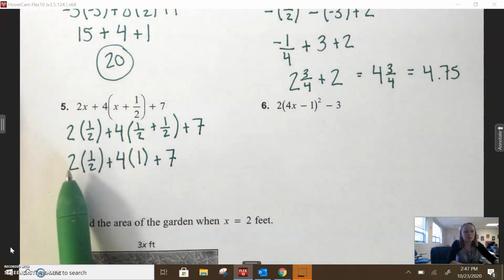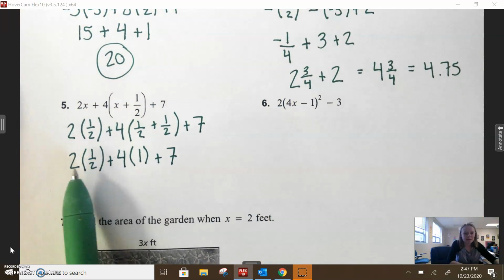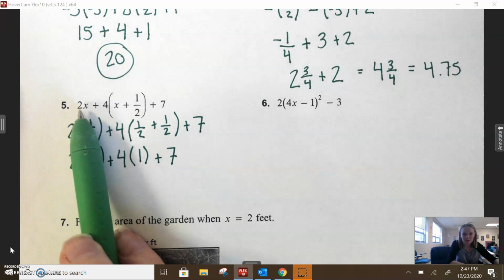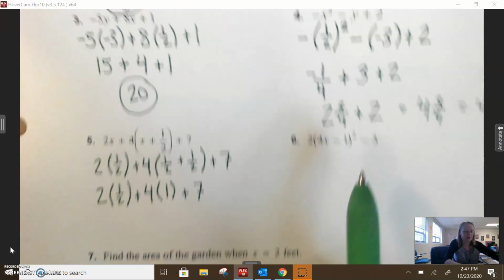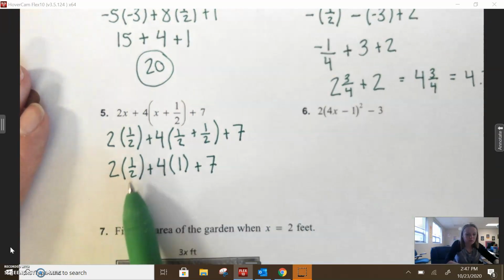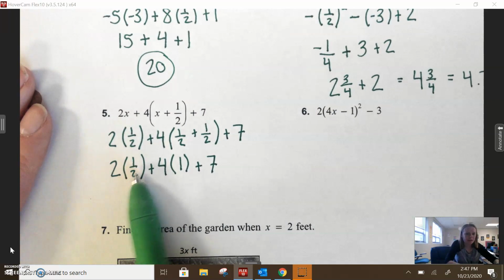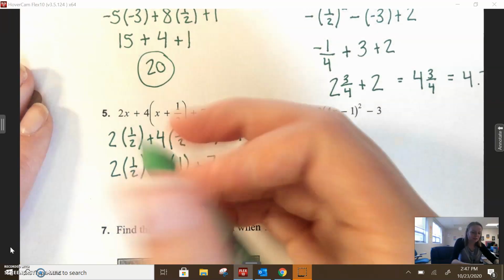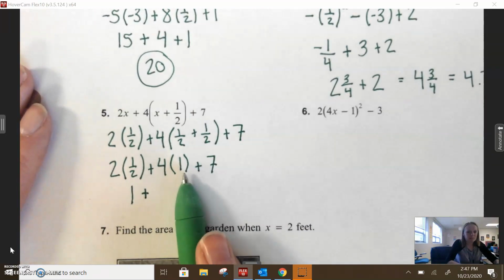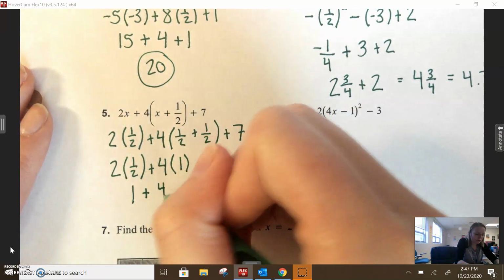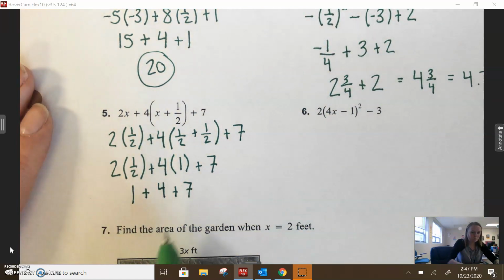So remember, if you have a number next to something that's in parentheses, or even here, this means multiply. So we're multiplying now, because that's our next step of PEMDAS. So we're going to do all of our multiplication. So 2 times 1/2. Once again, if I have 2 halves, that's still 1 whole. 4 times 1, that's pretty easy. That's 4. And then I have +7.